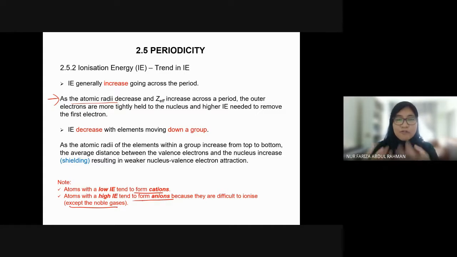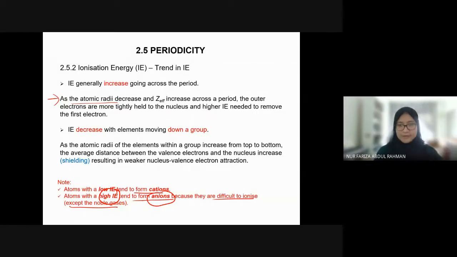Faham tak? Kalau nak remove electron, energy needed will be higher. Okay, that is why anions have higher ionization energy. Okay, because they are difficult to ionize. Daripada nak buang elektron tu, baiklah accept electron and become an anion due to high ionization energy.